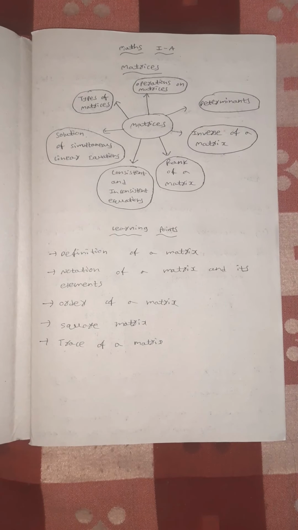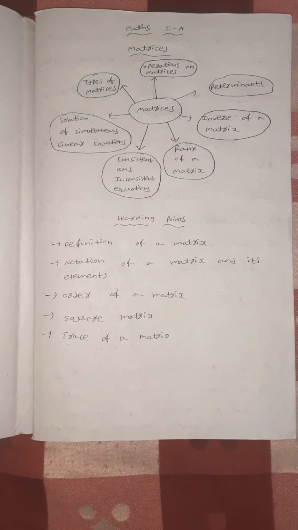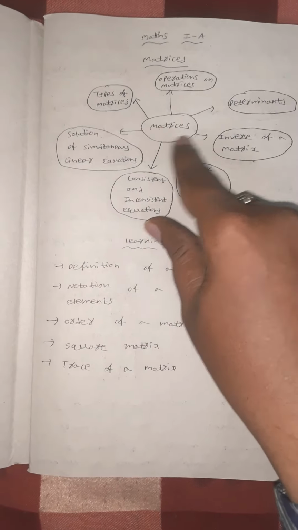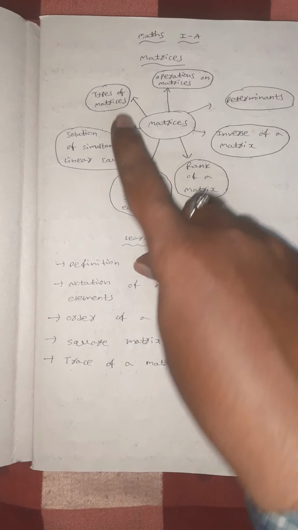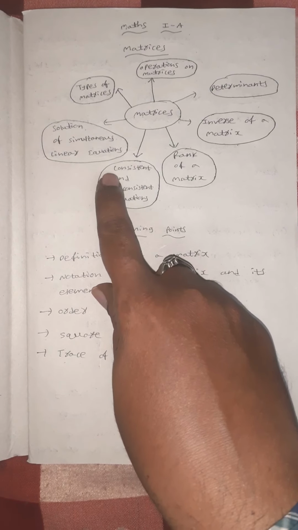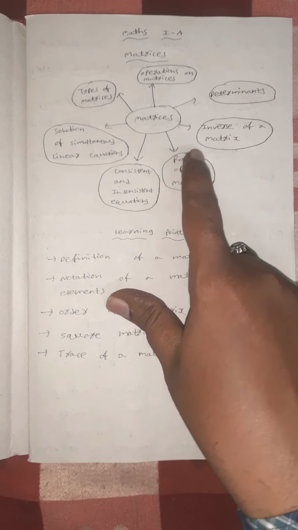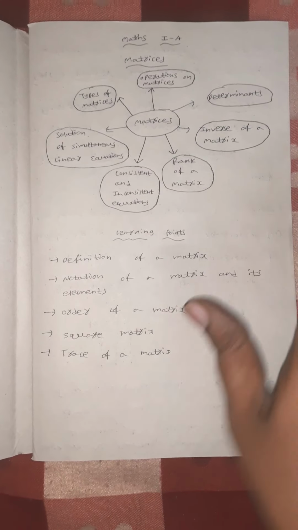Hello students, now I will explain the intermediate Maths 1A matrices topic. I will give some introduction. Matrices. In this chapter you will study first operations on matrices, next types of matrices, next solution of simultaneous linear equations, next consistent and inconsistent equations, next rank of a matrix, next inverse of a matrix, next determinants. So we will study step by step now.